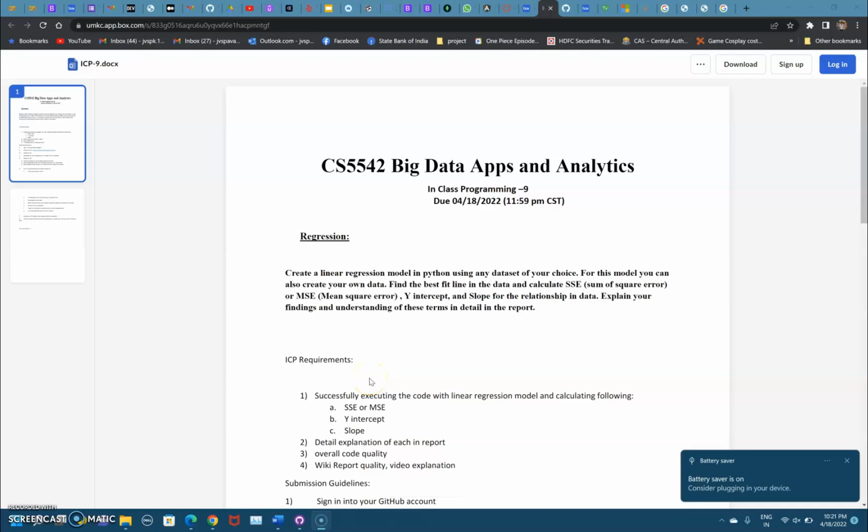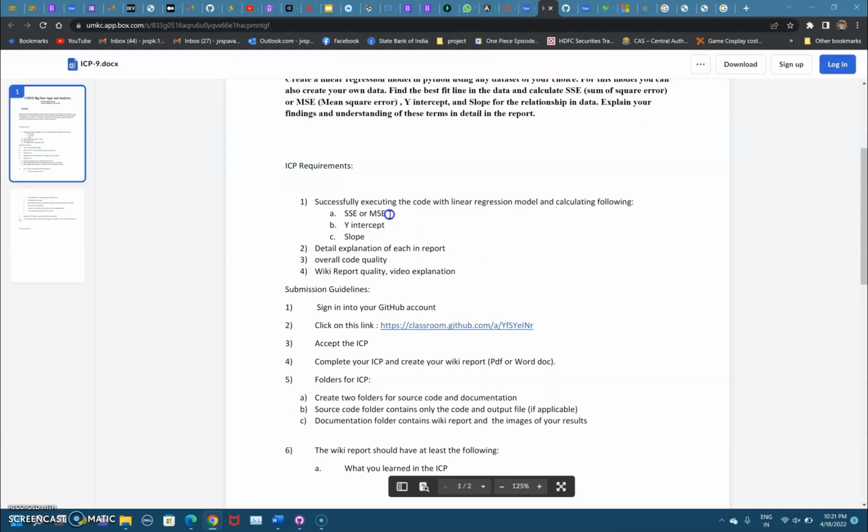Hi friends, today under Big Data Apps and Analytics, the ICP given was to calculate the linear regression model of any given data set. They have also asked us to find our findings for the mean square error, y-intercept, slope and the relationship of the data. So they asked us to calculate MSE, y-intercept and slope.